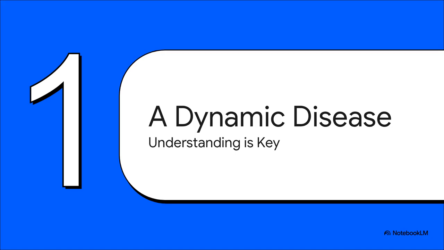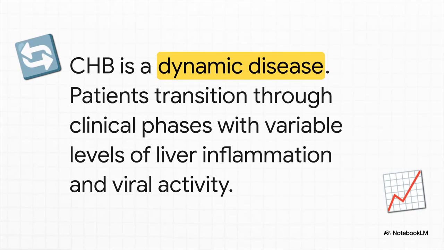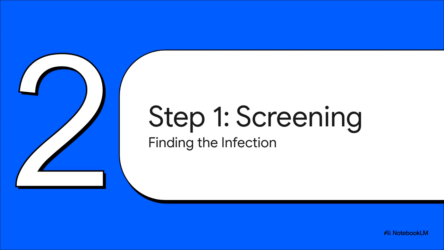Now, before we get into the nuts and bolts, we have to talk about the single most important concept in all of Hep B management. And that's the fact that this disease is not static. It changes. And this right here is the whole ballgame. A patient who looks perfectly fine today might need treatment next year. You can have someone with billions of copies of the virus, but their liver is totally quiet. It's this dynamic, ever-changing nature that explains why we can't just diagnose and forget. We have to monitor. So that brings us right to step 1 in our workflow: screening.